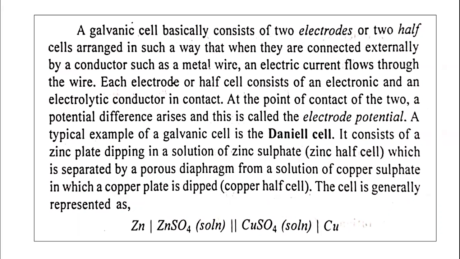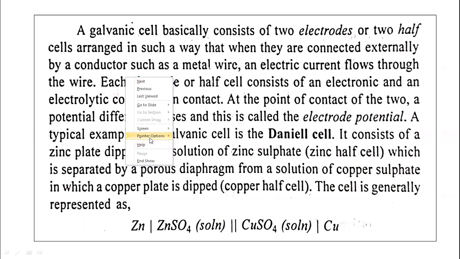Each electrode or half cell consists of an electronic and an electrolytic conductor in contact. At the point of contact of the two, a potential difference arises, and this is called the electrode potential. A typical example of a galvanic cell is the Daniell cell.